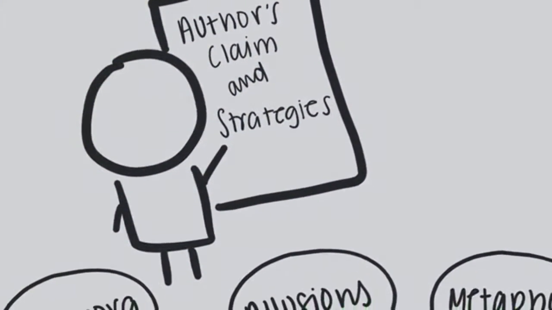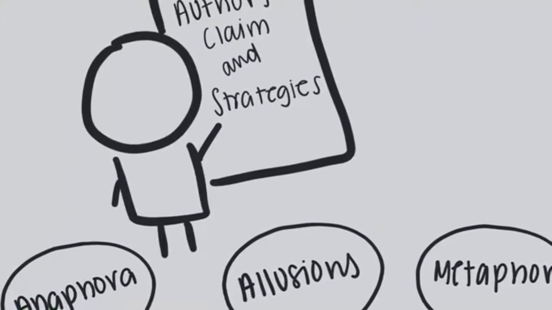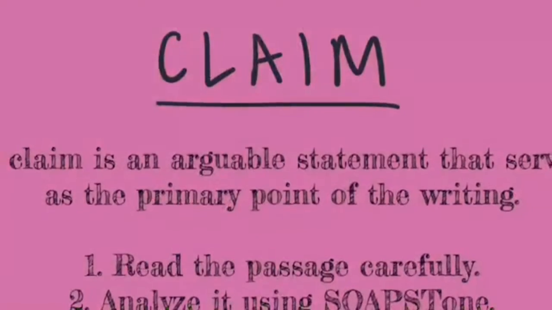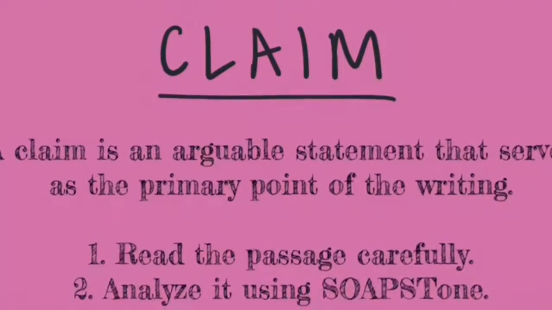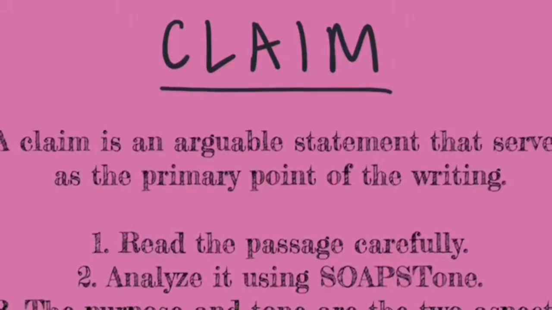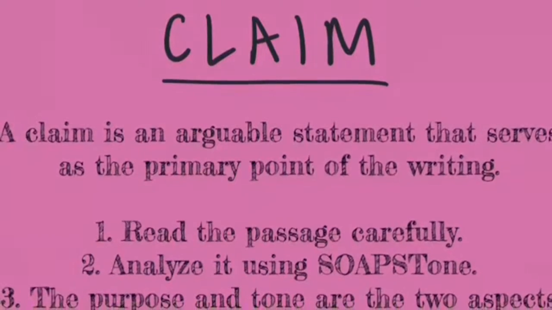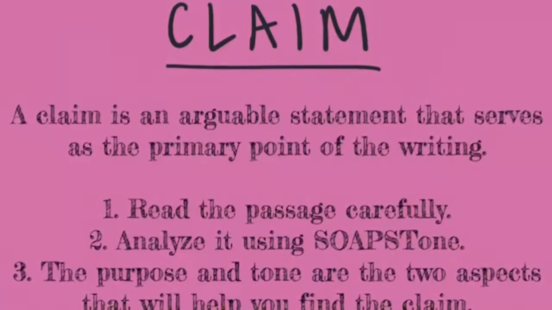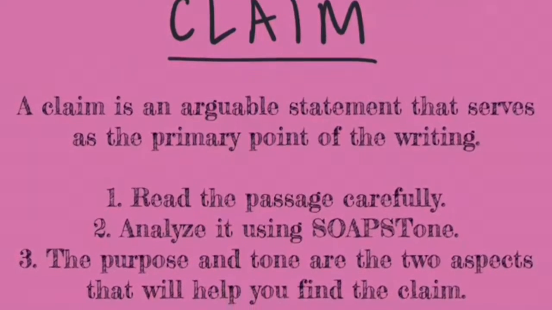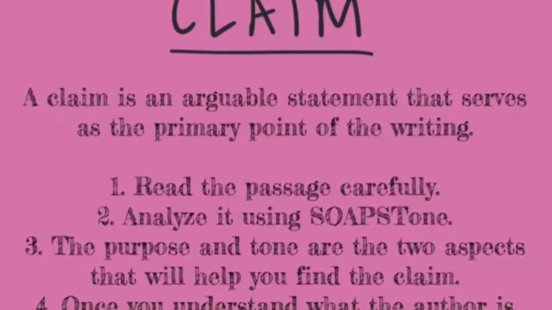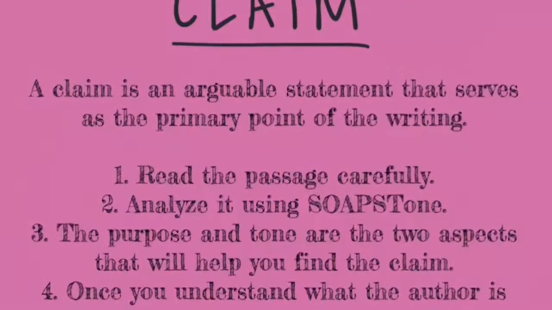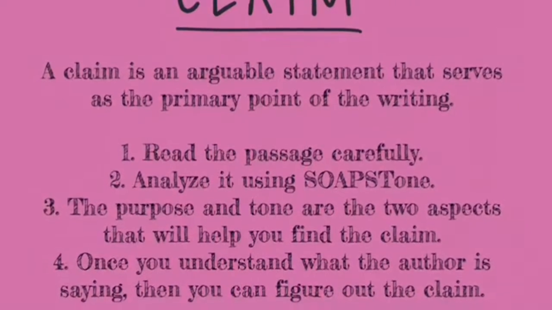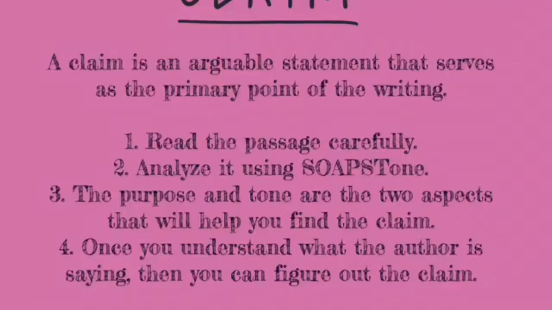How to identify the author's claim and strategies. A claim is an arguable statement that serves as the primary point of the writing. To identify the author's claim, first, read the passage carefully. Then, analyze it using Soapstone. The purpose and tone of the author are the two most important aspects that will help you find the claim. Once you understand what the author is saying, then you can figure out the claim.